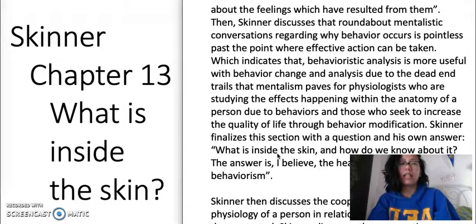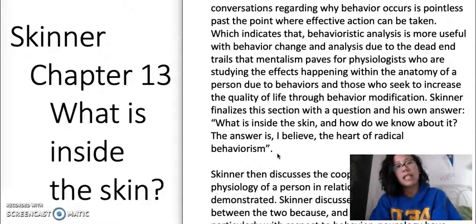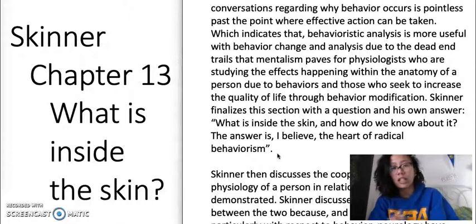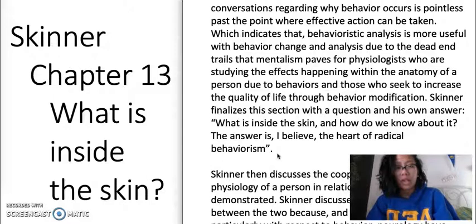Then Skinner discusses that roundabout mentalistic conversations regarding why behavior occurs is pointless past the point where effective action can be taken, which indicates that behavioristic analysis is more useful with behavior change and analysis due to the dead-end trails that mentalism paves for physiologists who are studying the effects happening within the anatomy of a person due to their behaviors, and those who seek to increase the quality of life through behavior modification.